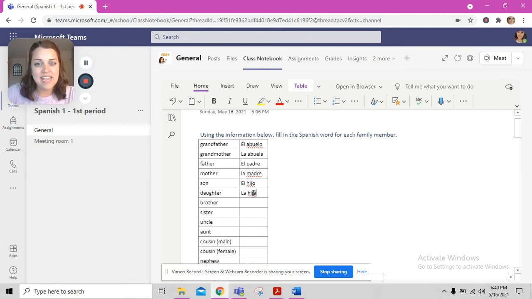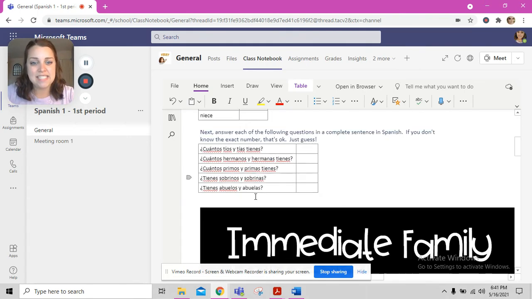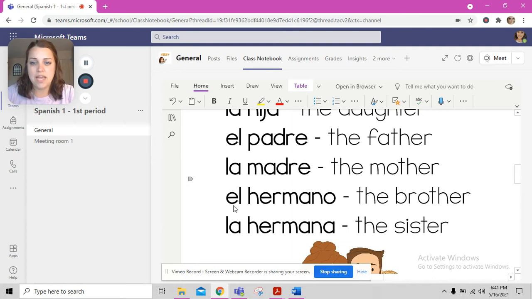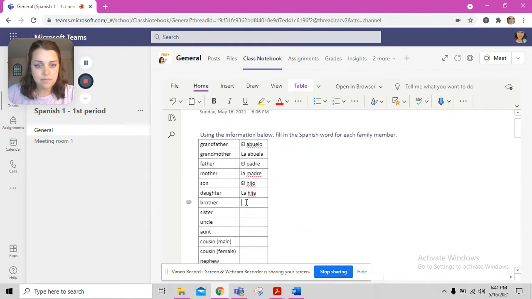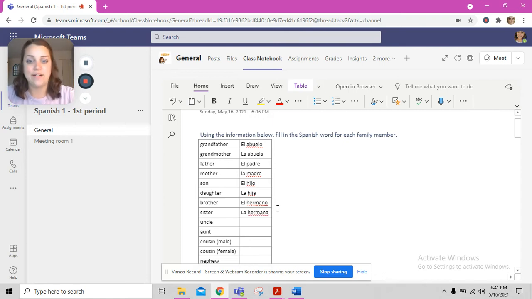Hijo, hija, right? And we've talked about masculine and feminine before. If it ends in an O, it's masculine or male, okay? If it ends in an A, it is feminine or female. So this is going to follow suit through the entire process for this whole list, okay? The next ones we have are brother and sister. We have el hermano for the brother and la hermana for the sister. So brother is el hermano, and the sister is la hermana. Again, one letter difference. Hermano, hermana, right? One letter different.